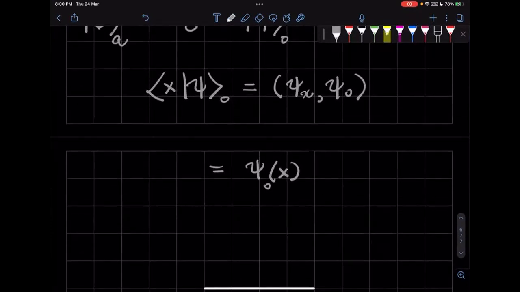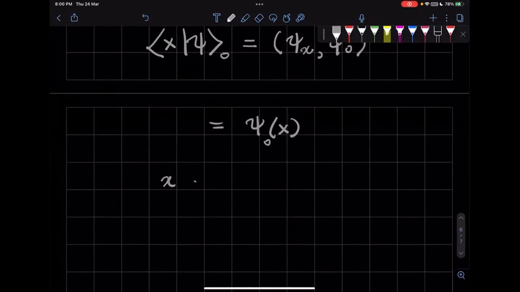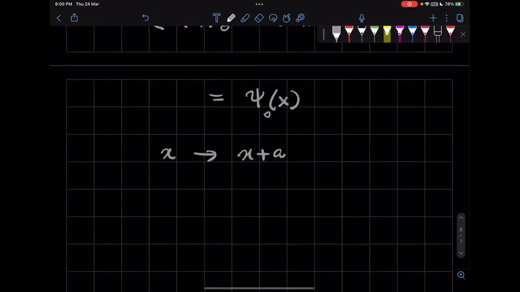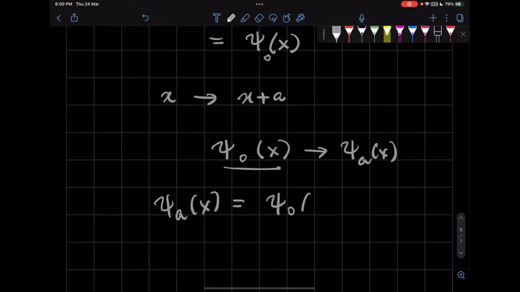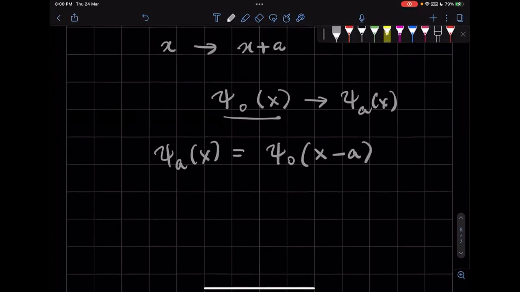And so if I translate the system to x plus a, it's pretty easy to show that the wave function changes to a new wave function, psi prime of x. Let's call it, instead of psi prime, psi of a of x, where psi of a of x is related to the old one by psi of 0 at x minus a. This is just a little bit of thinking, you can show this.